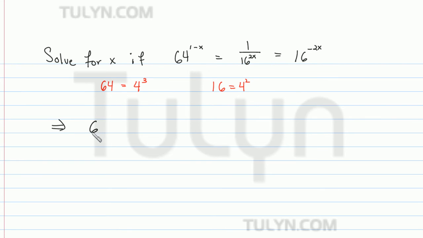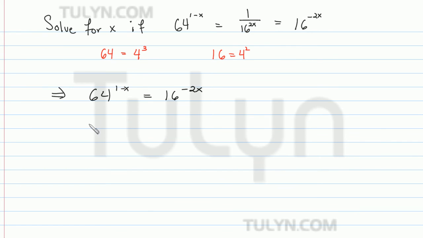So now we got this here, and 64 is 4 cubed, so this becomes 4 cubed to the 1 minus x is equal to 16, which is 4 squared to the negative 2x.